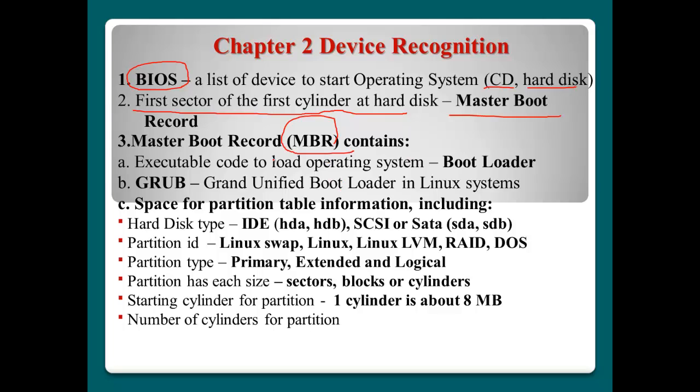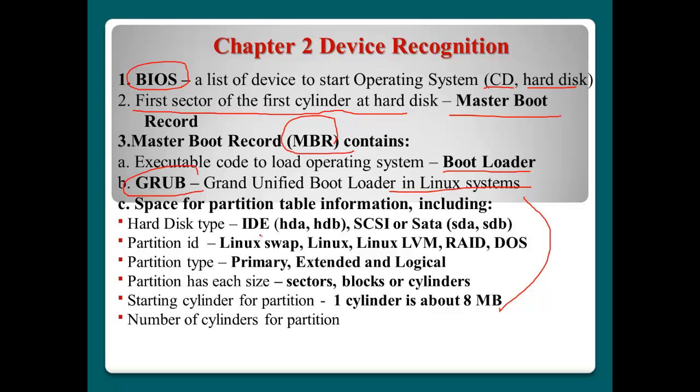And the MBR has some information. First, executable code to load the operating system. We call it the bootloader. And the Linux system normally supports GRUB as the default bootloader program. The second is space for partition table information. If we want to create new partitions, we must have this kind of information.